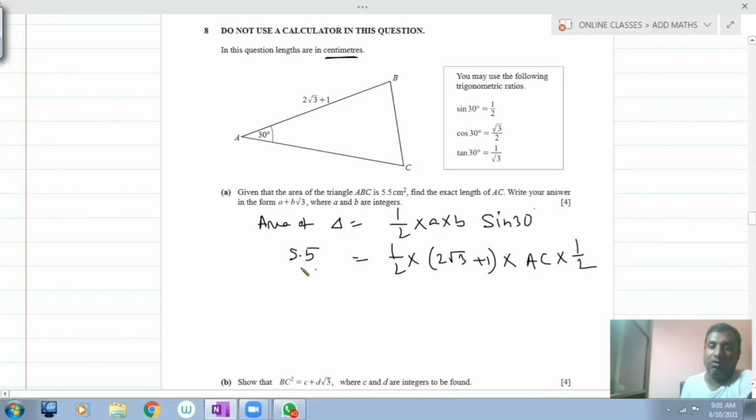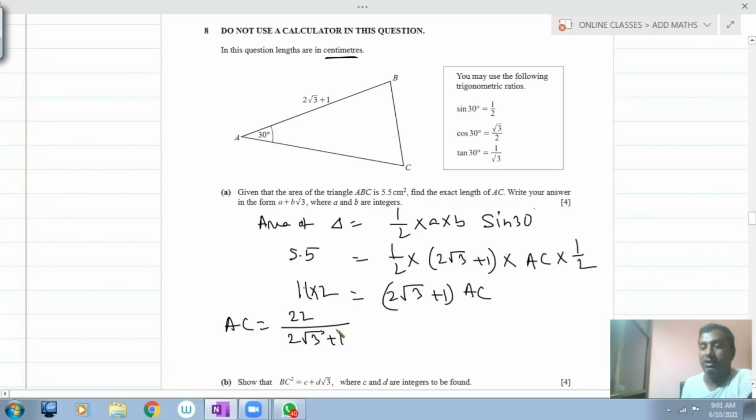So now let me multiply this. 5.5 times 2 is 11, so 11 equals 2 root 3 plus 1 into half. So it is becoming 2 times AC. So AC is becoming now 22 divided by 2 root 3 plus 1.